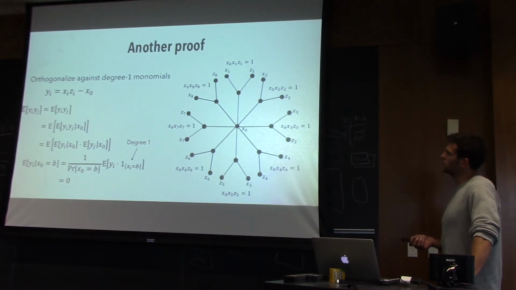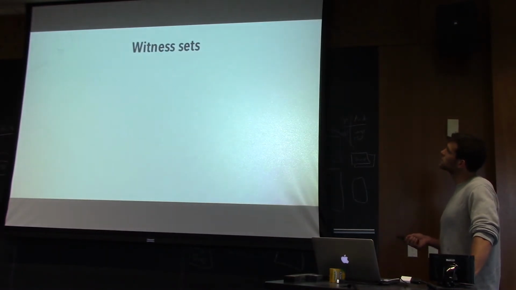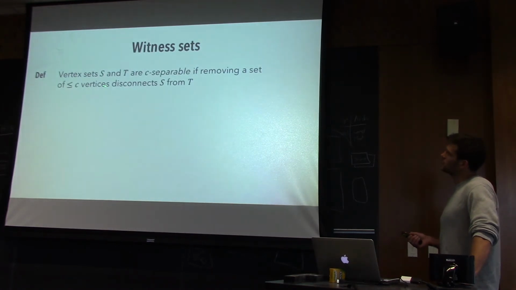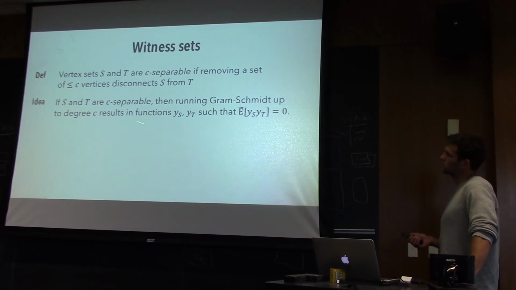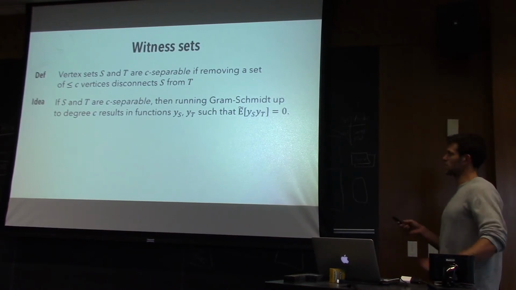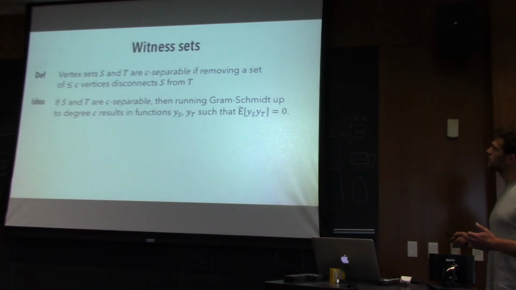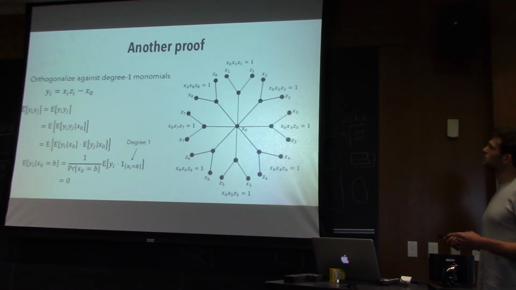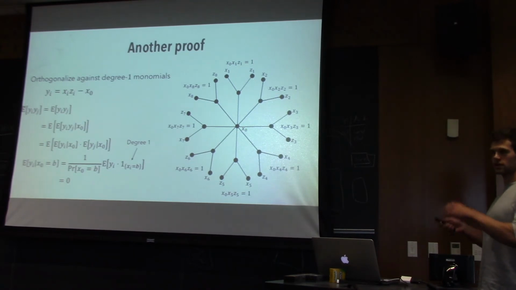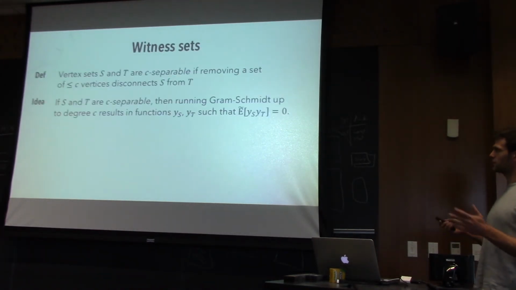This involves the notion of witness sets. So we're going to say that vertex sets S and T are C separable if removing a set of at most C vertices disconnects them. So here's the idea, motivated by the last slide. If S and T are separated by ripping out 3 vertices, then if you run Gramschmidt up to degree C, the corresponding Gramschmidt functions for those monomials are going to be orthogonal. Here you ran Gramschmidt up to degree 1, and because they were disconnected, things were orthogonal and you were really happy. So maybe that holds more generally.